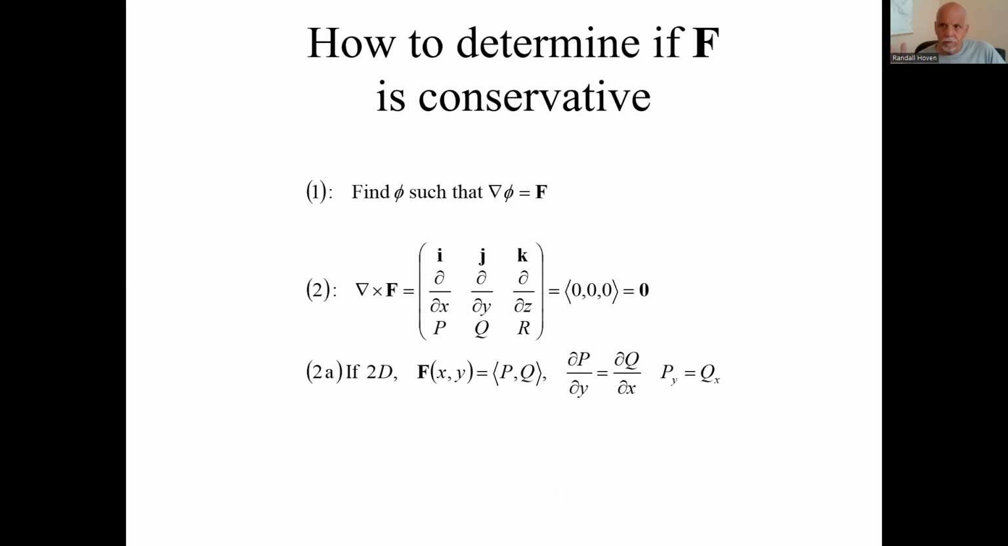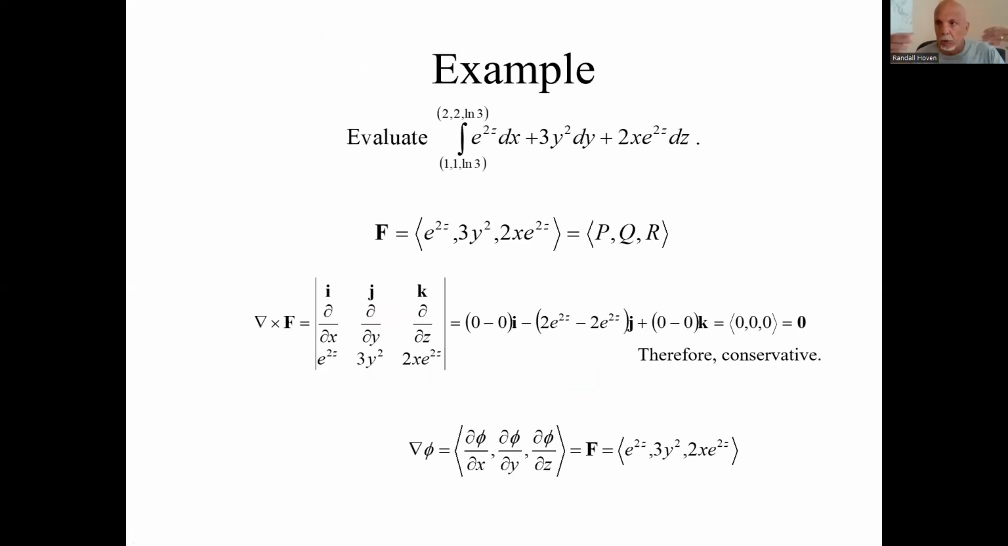Well, there's two ways to find out if it's conservative. One is if you can find the phi such that its gradient equals the vector field. The other way is if the curl is 0. And if it's only a two-dimensional vector field, the curl amounts to just this: these two partials are equal to each other. Partial of P with respect to y equals partial of Q with respect to x. Well, let's go through an example. I'll call it the long, slow, sure way.